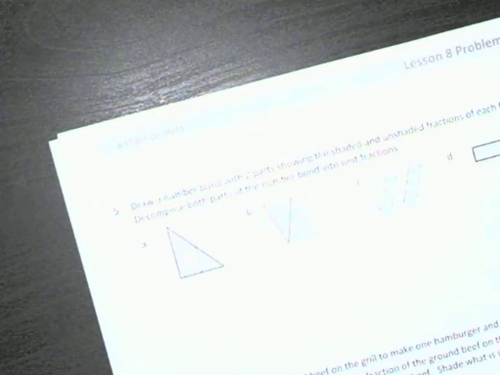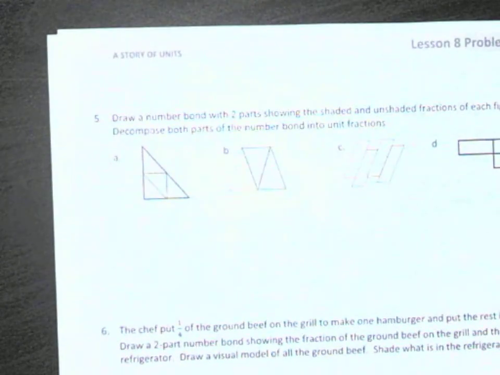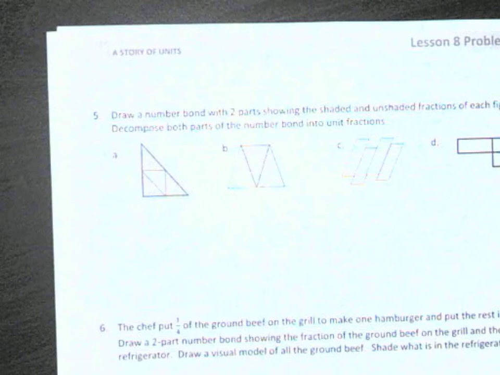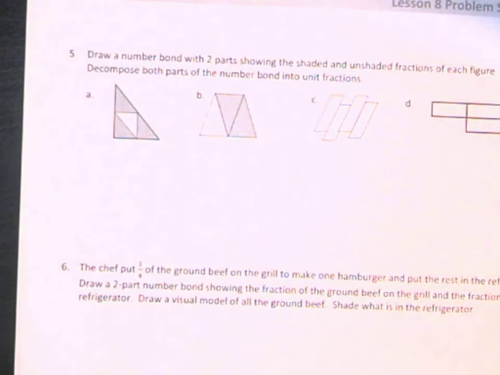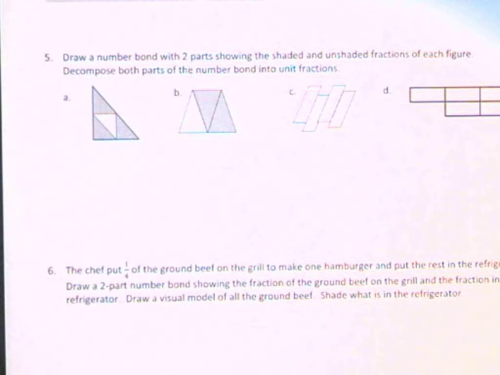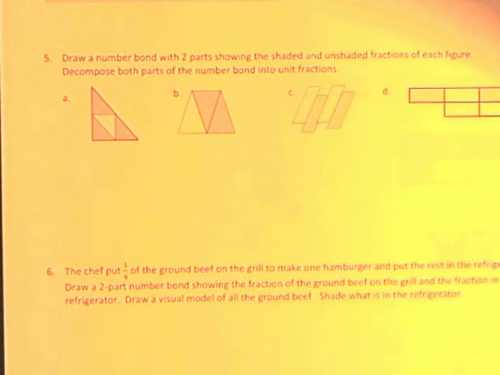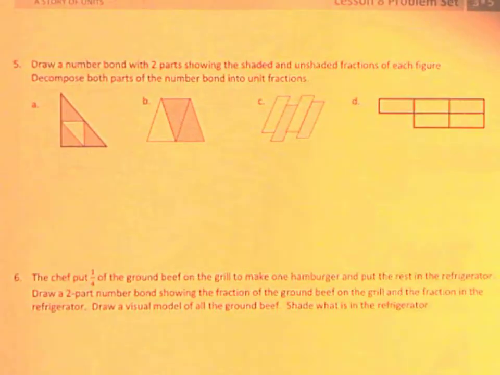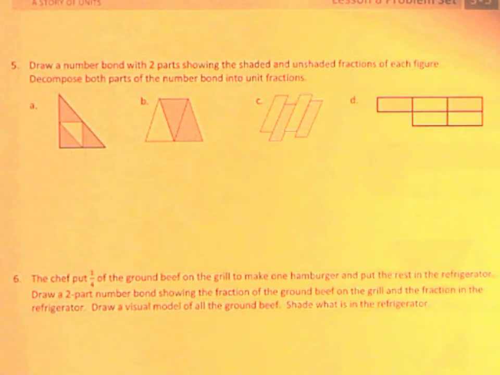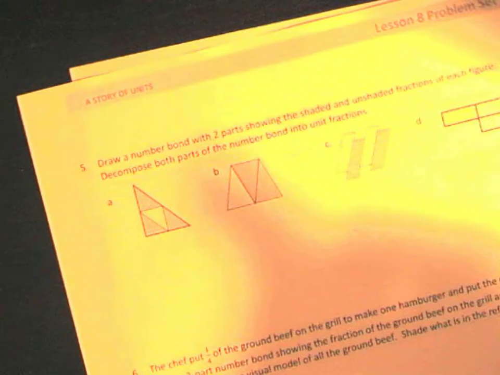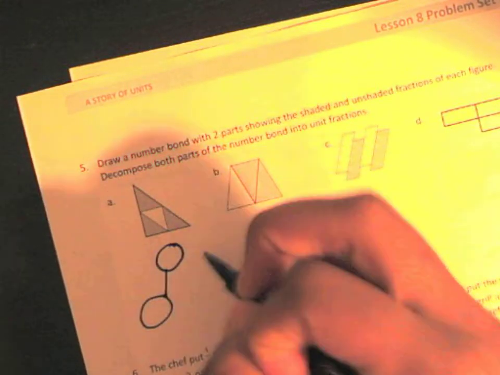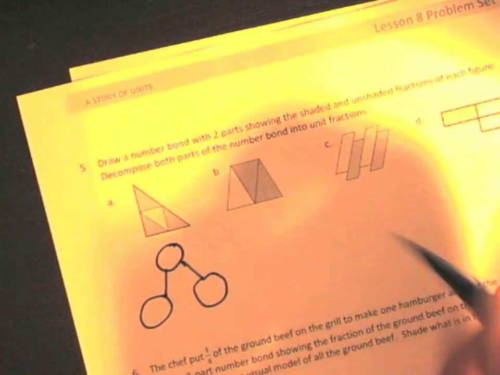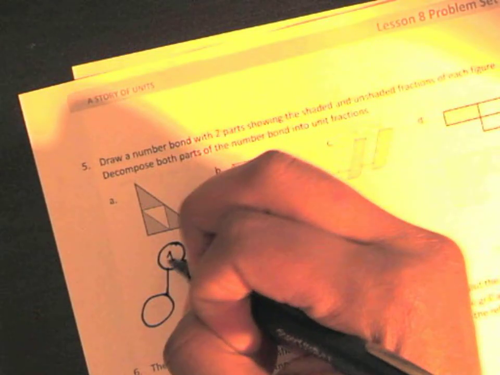Okay, scholars. So let me walk you through. Let's see if I can get better lighting for you all. Okay, this seems to be a little bit better. Okay, let's try it like this. Okay, so for part A, I had the number bond. Okay, and so I know that this shape I have is one whole.